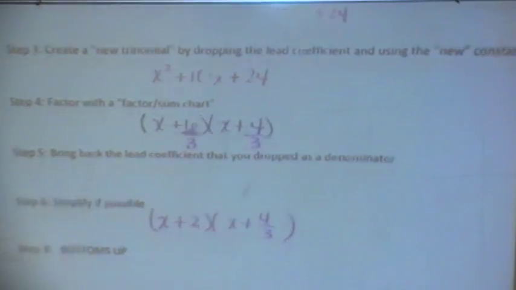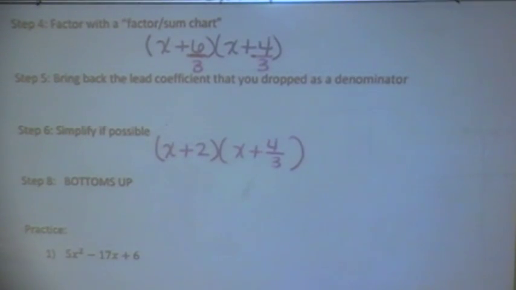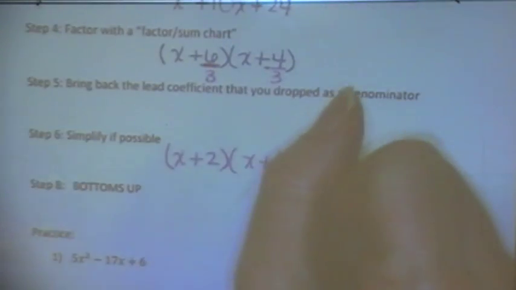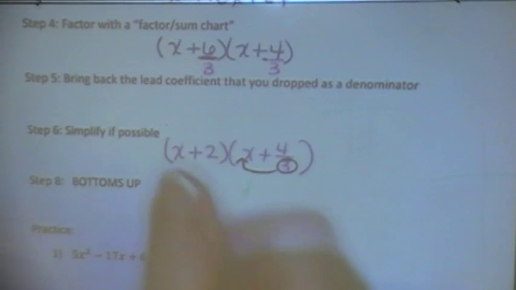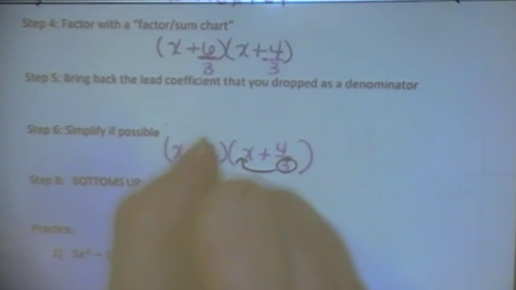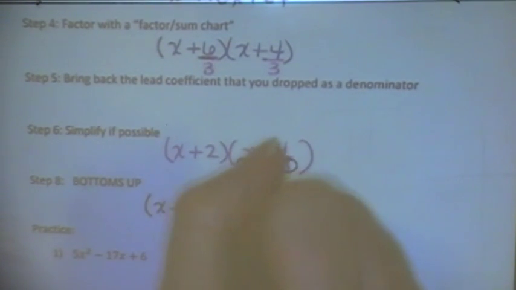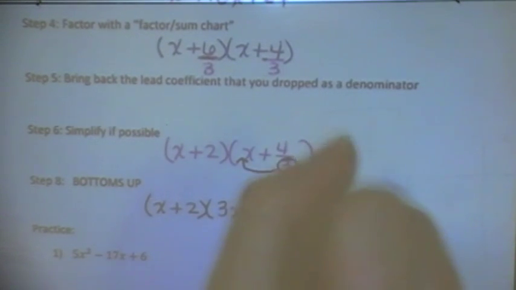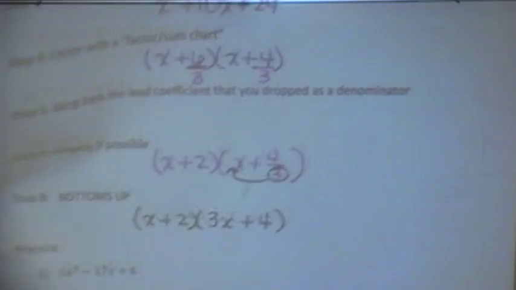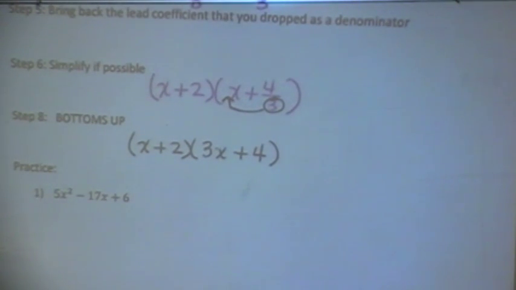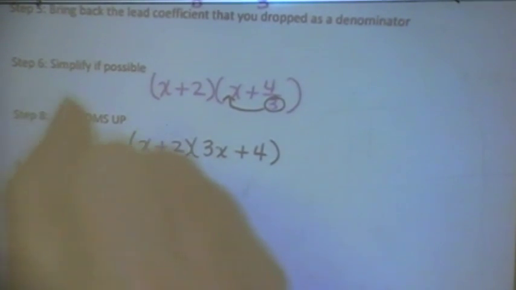But step 8 says bottoms up. That's how this gets its name. The bottom of the fraction is going to move up and be a coefficient. So I end up with x plus 2, 3x plus 4. And that's it. So it seems like it takes a bit, but it really doesn't. Let's go through it again. Step by step, we are going to multiply the first and the last terms. That would give me positive 30.